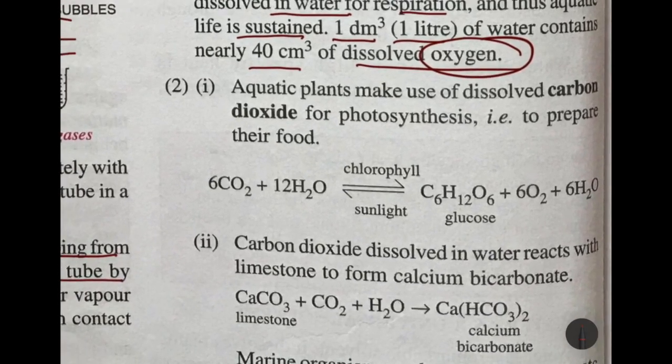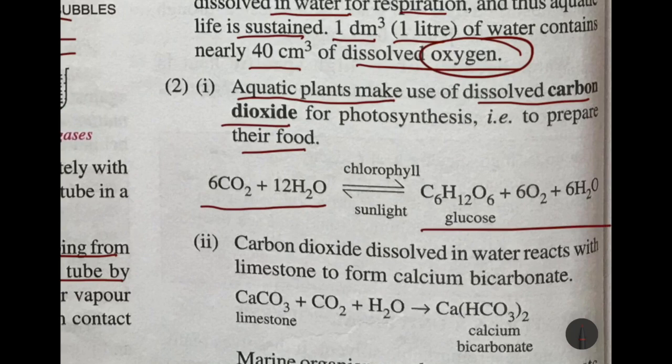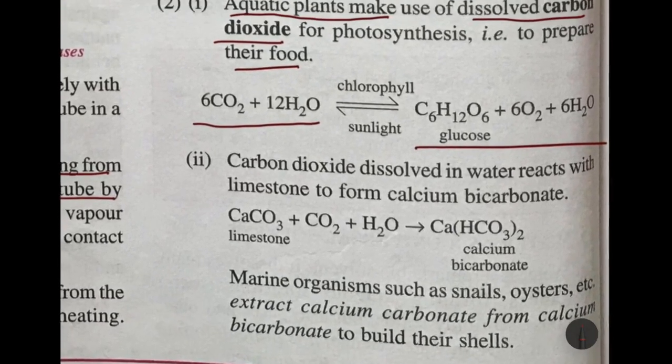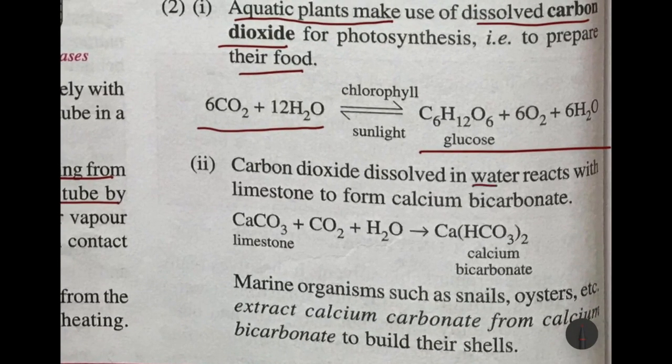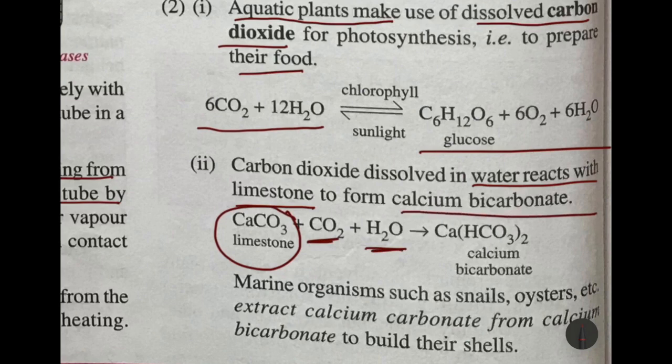And next is, there are aquatic plants also. You know that in water. So they will perform photosynthesis. And so they will use the dissolved carbon dioxide to prepare their food. And this is the equation. You know that. Okay. Next, carbon dioxide dissolved in water reacts with limestone. Okay. Limestone is calcium carbonate. Carbon dioxide in water forms calcium bicarbonate.